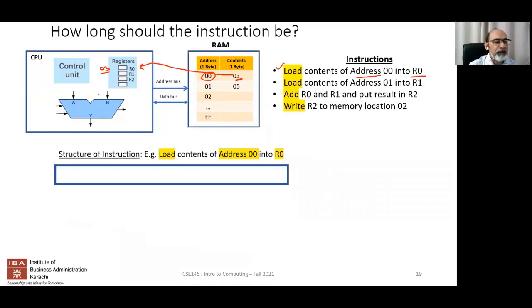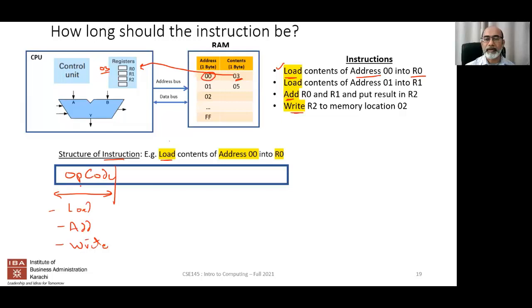Now the question is, what should be the structure of the instruction to be able to execute this instruction? Let's think of the structure. It needs to be able to specify what exactly you want to do. For example, here you're trying to load something, here you're trying to add something, here you're trying to write something, right? So clearly we would need some component of the instruction to specify whether you're doing a load, an addition, or a write. So basically this is what you really want to execute. This is the type of instruction, often referred to as the opcode. This is the code of the operation that you're trying to perform.